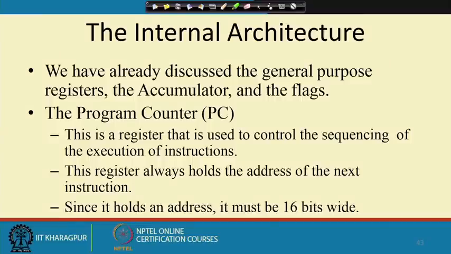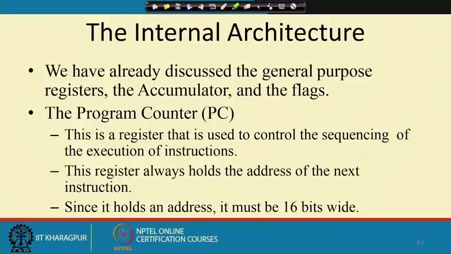So, I hope you understand that if you are trying to jump from one location to another, suppose I am at present executing an instruction at memory location 1000, and the next instruction I want to execute has to be from location 3000. Then what I need to do essentially is that this program counter should somehow be loaded with the value 3000. This is the responsibility of the program counter.